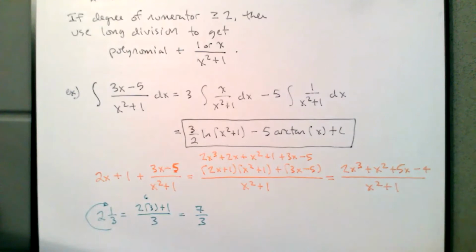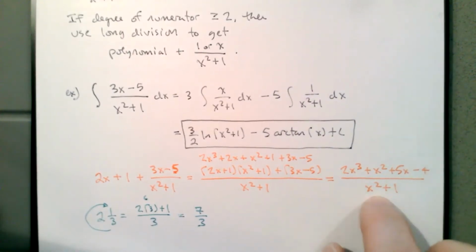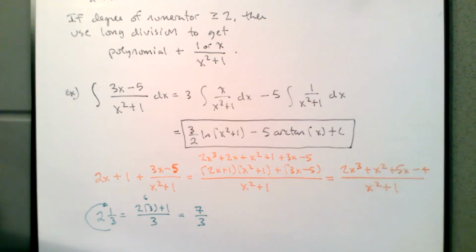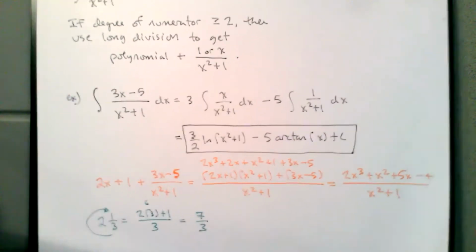So now if we want to integrate this rational function, we notice that the denominator is x squared plus 1, an irreducible quadratic. We notice that the numerator is of degree greater than or equal to 2, but in this case, greater than 2. So let's turn the page and pretend that that's where our integral started.